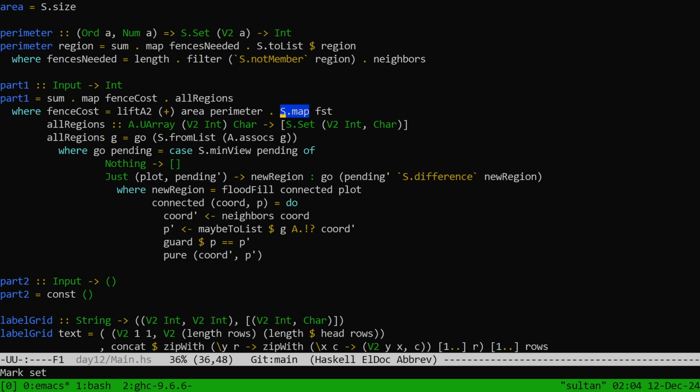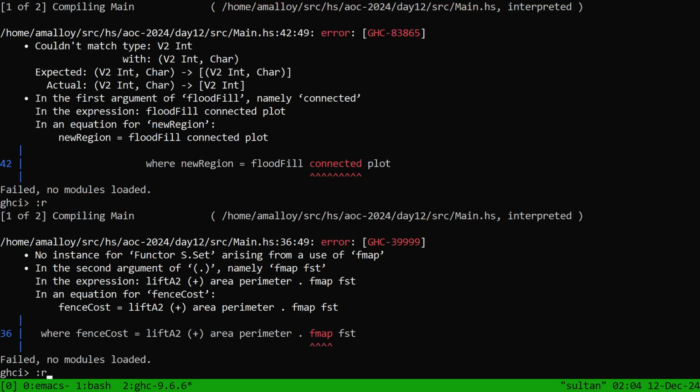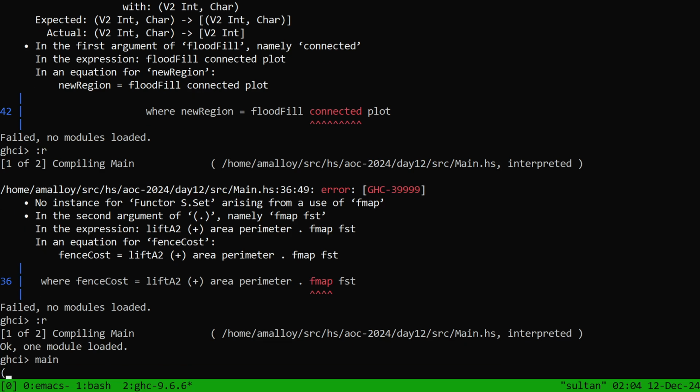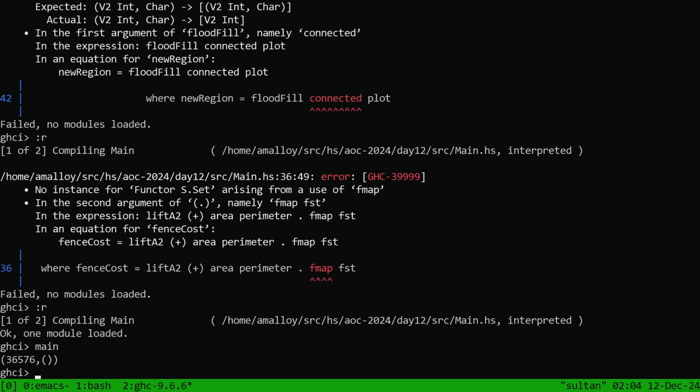I don't ever have sets where, like, I have 2 different plants at the same coordinate. So I can just do that. Okay. What would happen if I ran main? 36,576. Seems like it could be plausible.